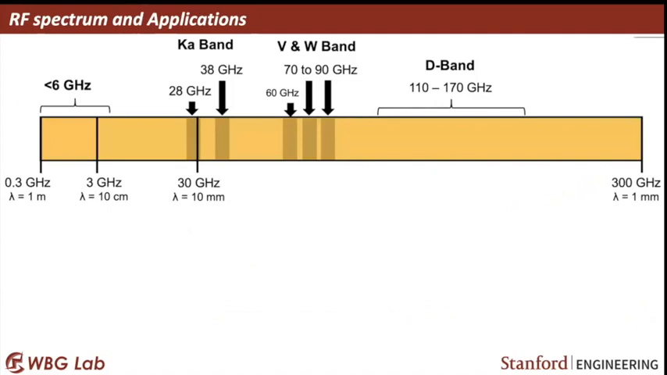So here we will go for some RF devices, radio frequency devices. How do we fabricate and how do we characterize them? So here it's showing a spectrum. We know the electromagnetic spectrum, and it shows a band starting from 0.3 gigahertz to 300 gigahertz.